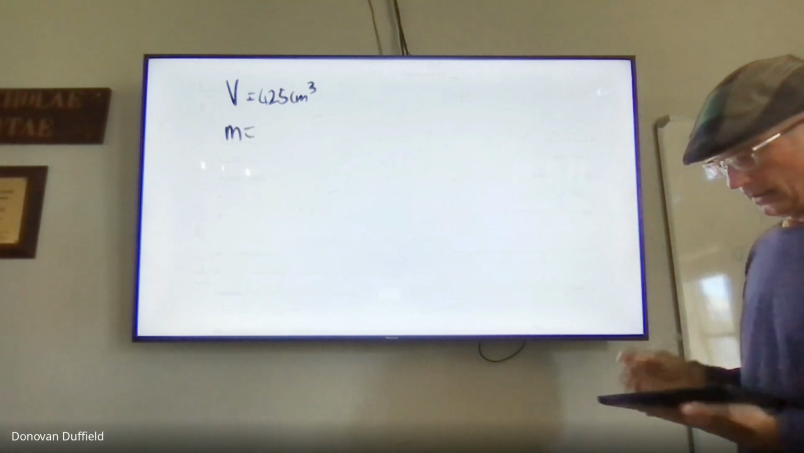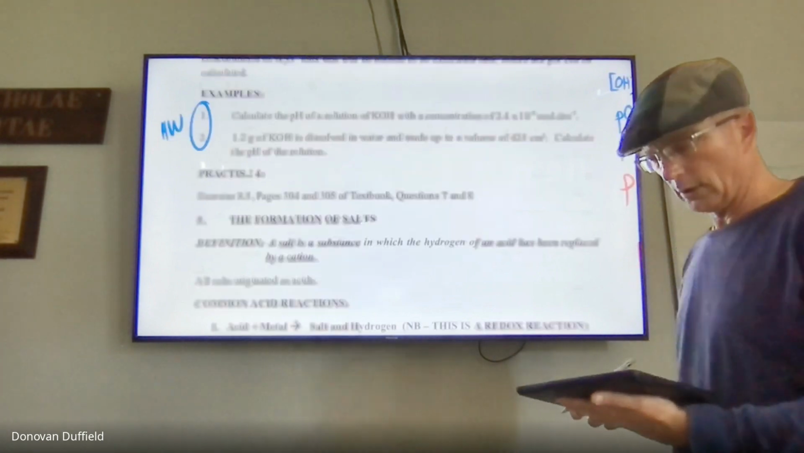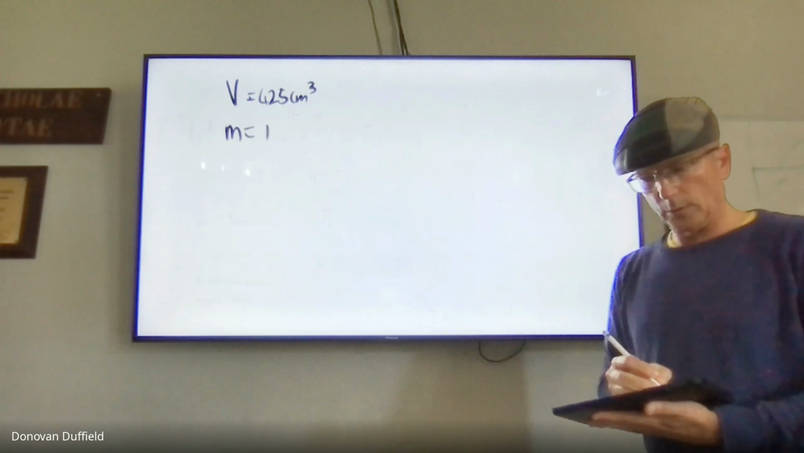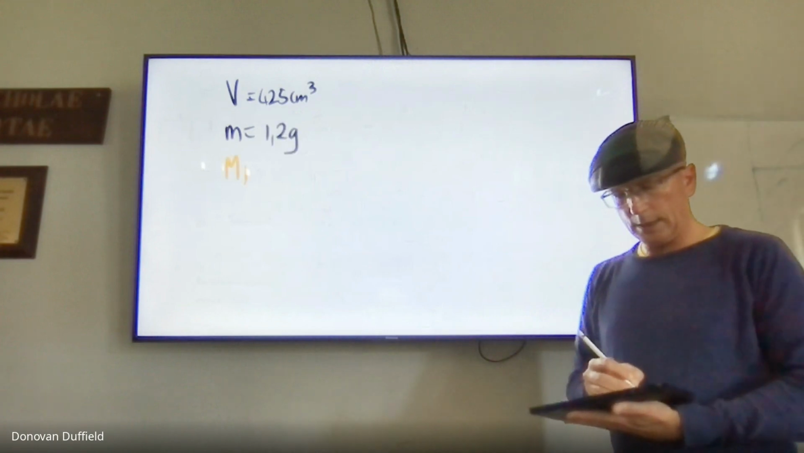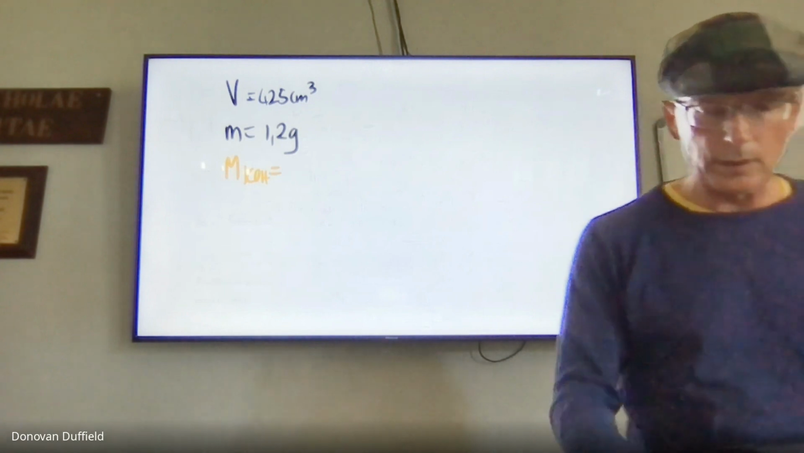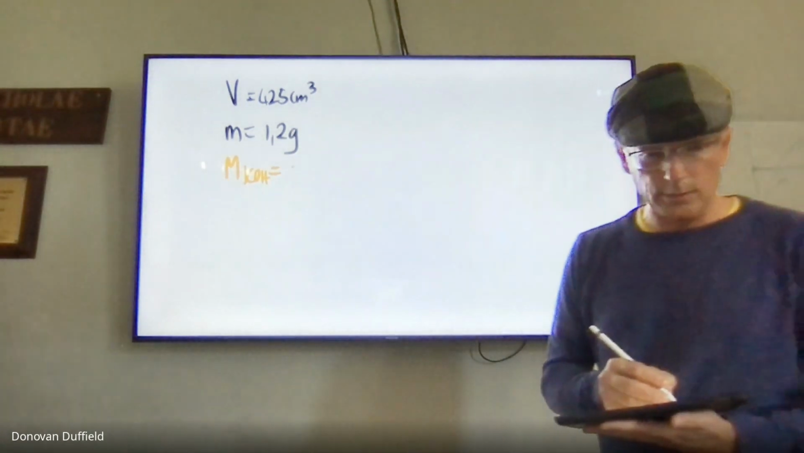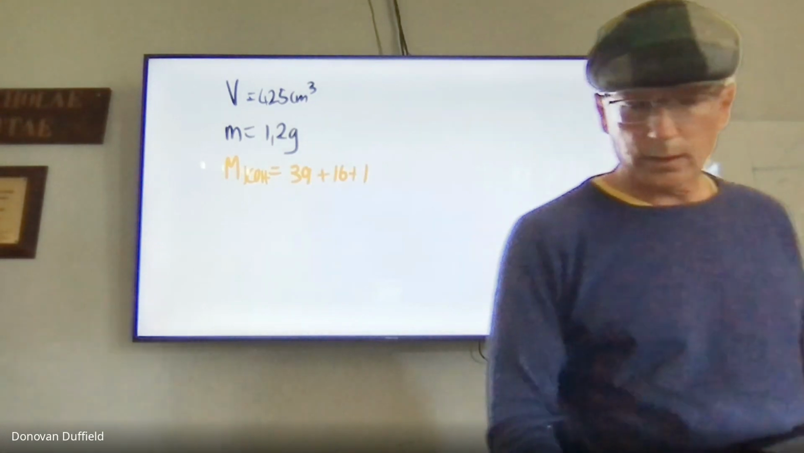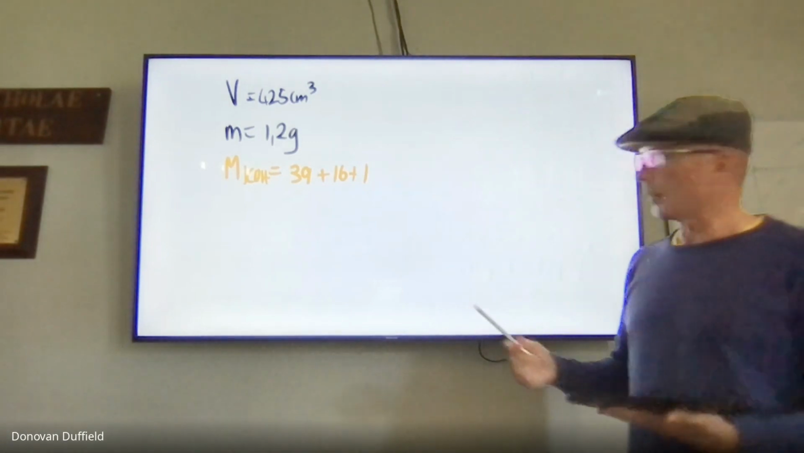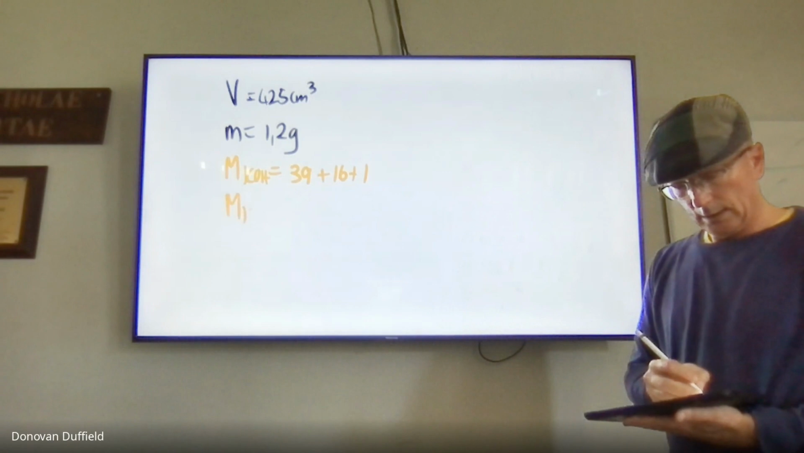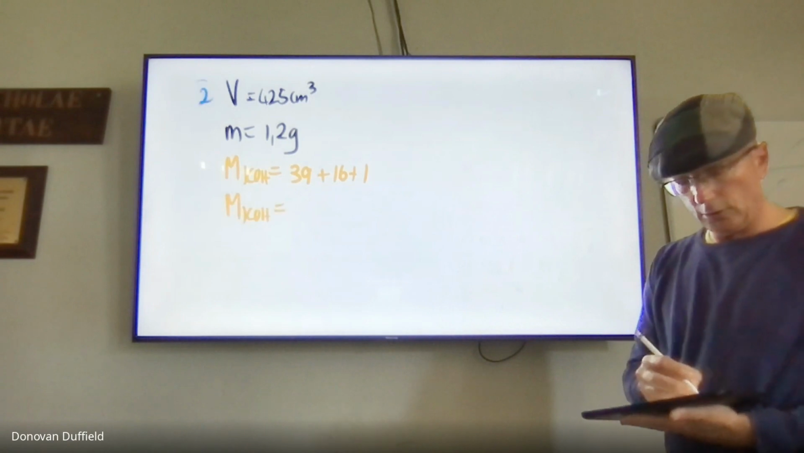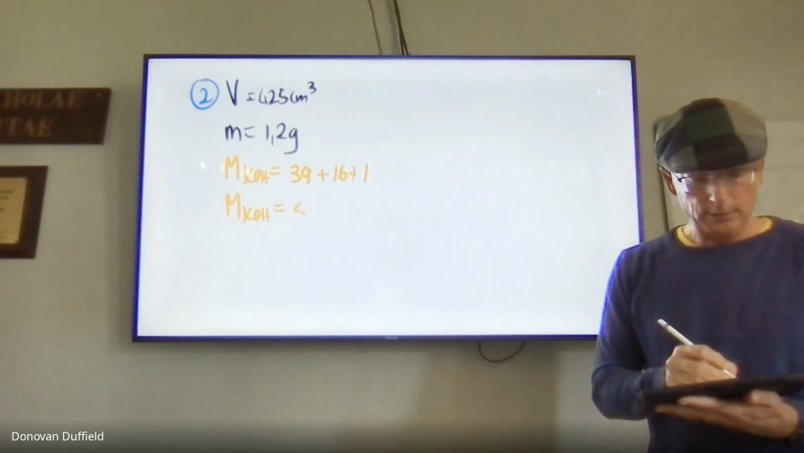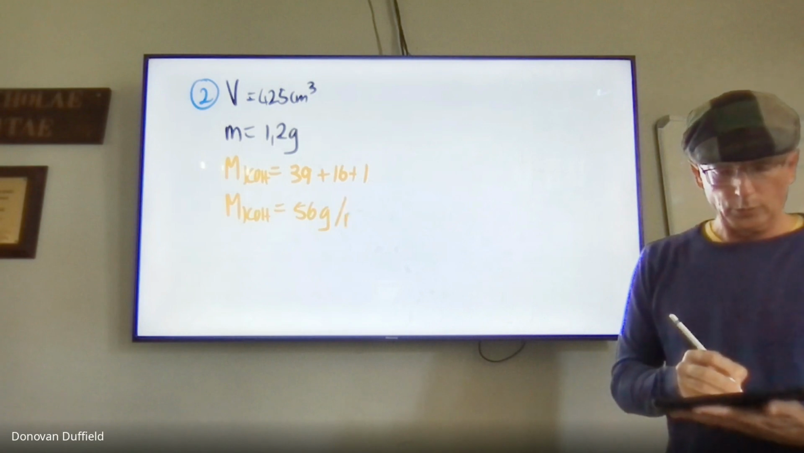The mass, I've got a very, very short-term memory, is 1.2 grams of KOH. Right, so that's 1.2 grams. The molar mass of KOH, well, reading off from my periodic table, K has a molar mass of 39, oxygen 16, hydrogen 1. So M of KOH is 39 plus 1 is 40 plus 16 is 56. So this is 56 grams per mole.